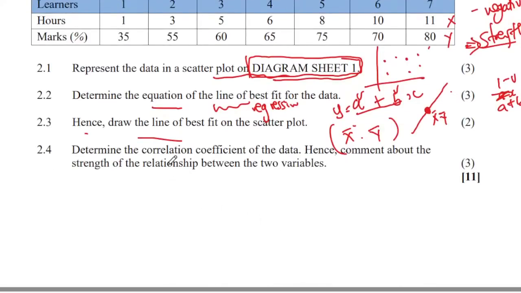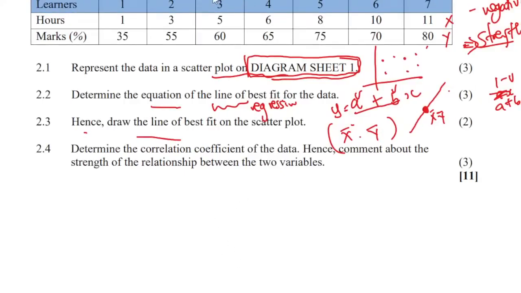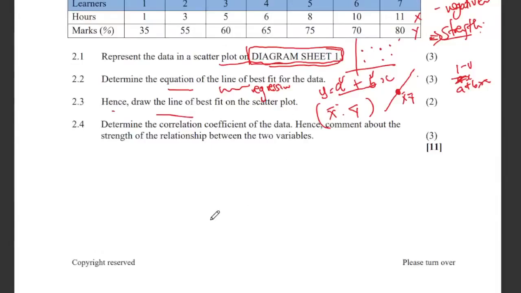Then when you're determining the correlation coefficient, we still use the calculator. Use your calculator to determine the correlation coefficient. That R value, remember, is between -1 and +1. If it's between 0 and 1, the correlation is positive.